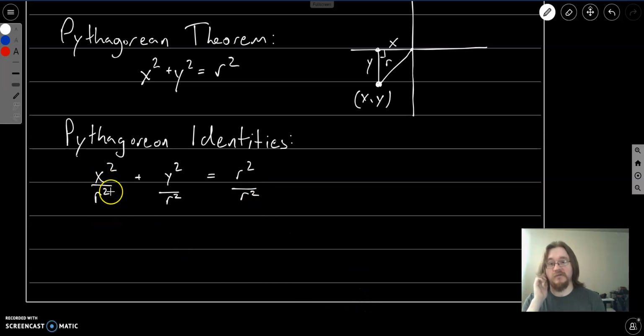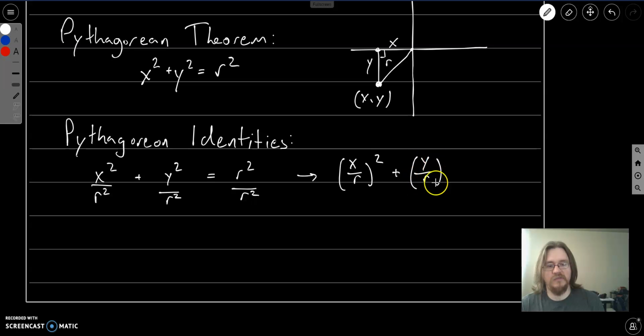I can now simplify this a little bit. So this is going to be x squared divided by r squared. So as I simplify this, x squared divided by r squared, that's the same thing as x divided by r, squared. Then I have y squared divided by r squared. Well, that's the same thing as y divided by r, squared. Again, if you square a fraction, you square the top and square the bottom, so we get back what we had. So far, so good. And I've got r squared divided by r squared, which is just 1.